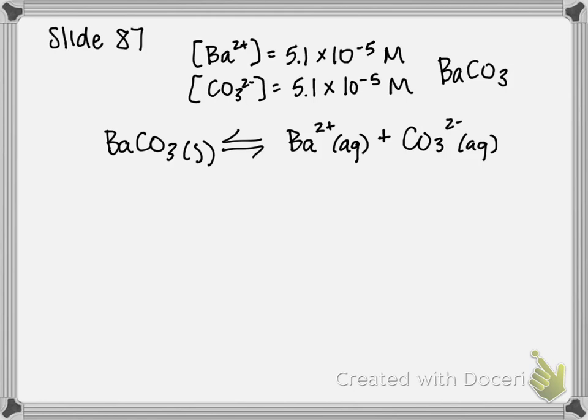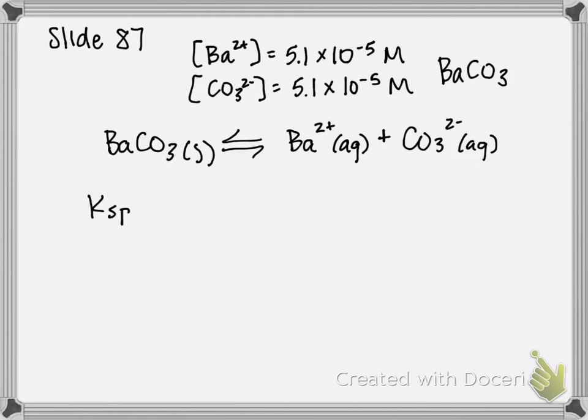So now that we have that equation written, we can write an equilibrium expression for it. And then ultimately what we're going to do is plug in these two numbers into concentrations of our ions to figure out exactly what the numerical value of KSP, or our equilibrium solubility product, is. So we write this just like a normal equilibrium expression.